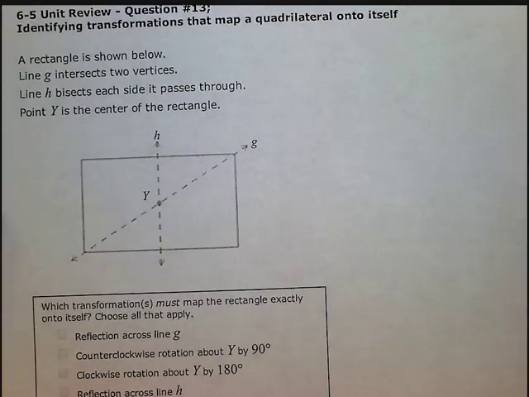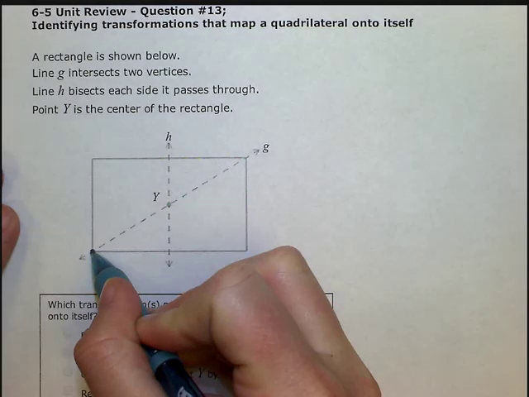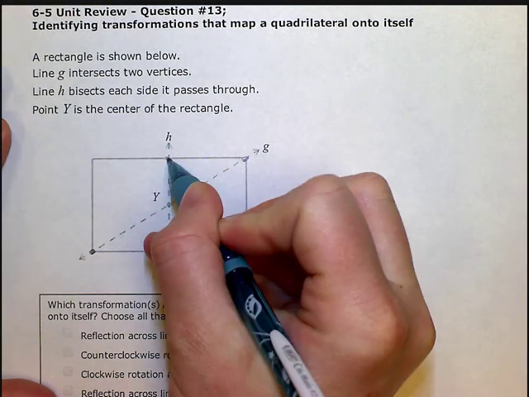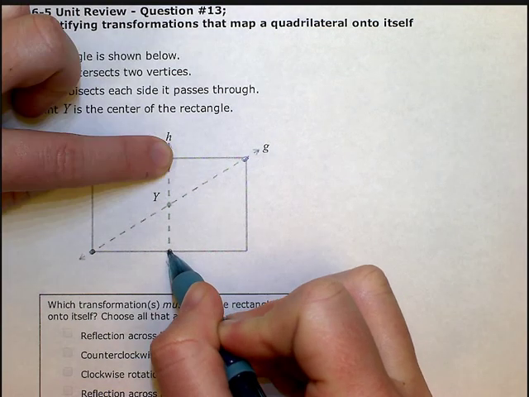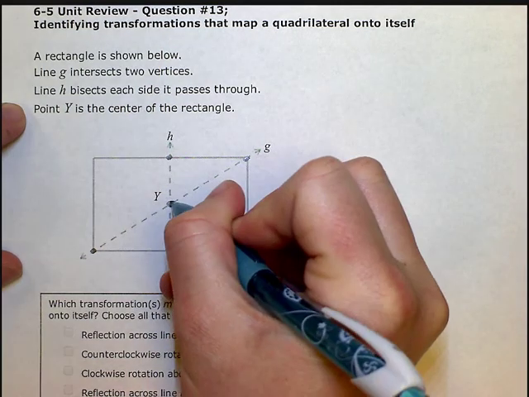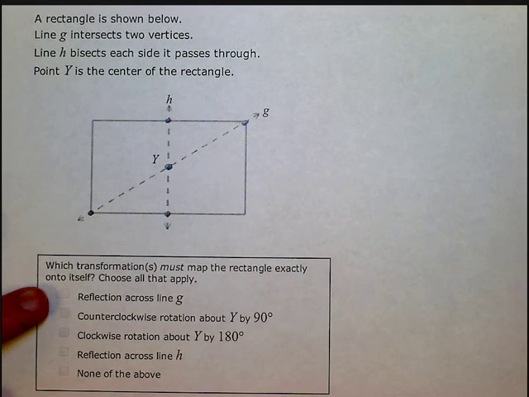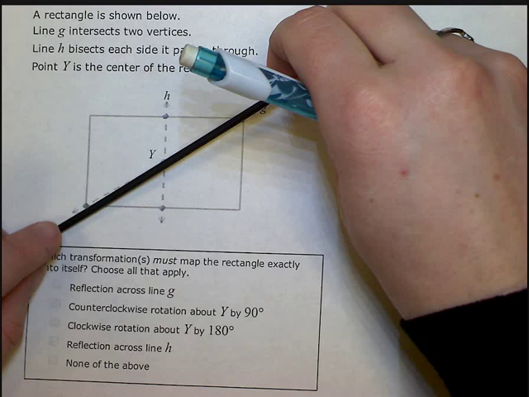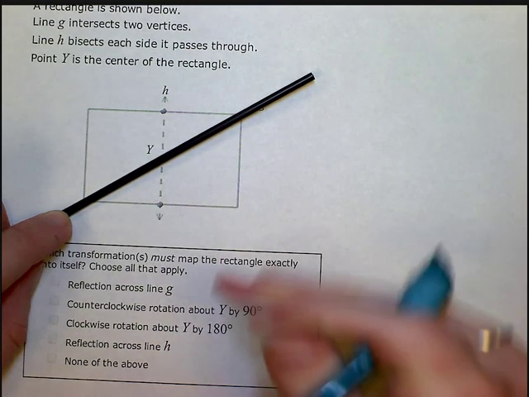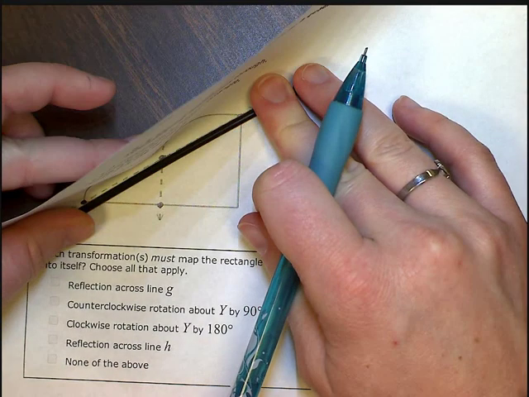So this one is given a rectangle. Line G intersects our two corners or vertices. Line H bisects each side, which means it's right in the middle of both of these sides. And point Y is the center of the rectangle. Okay? So we need to think about a reflection across the line G. So if I took this and folded this paper in half, would they line up? Now, it's tempting to think that they would, but if you start to fold it, you'll notice they're not going to line up perfectly. So this one's out.